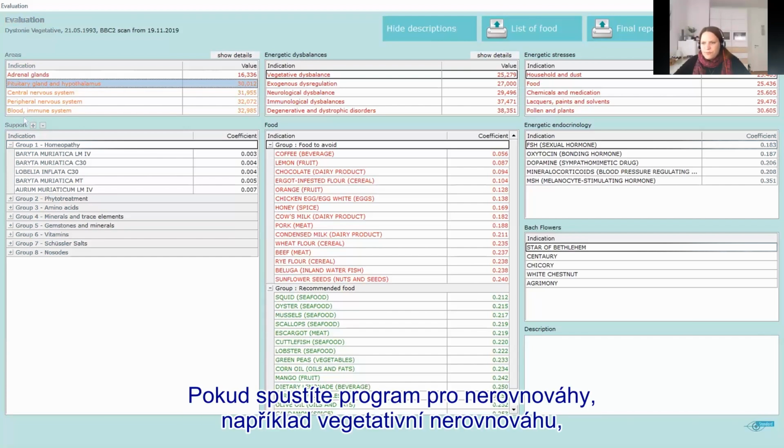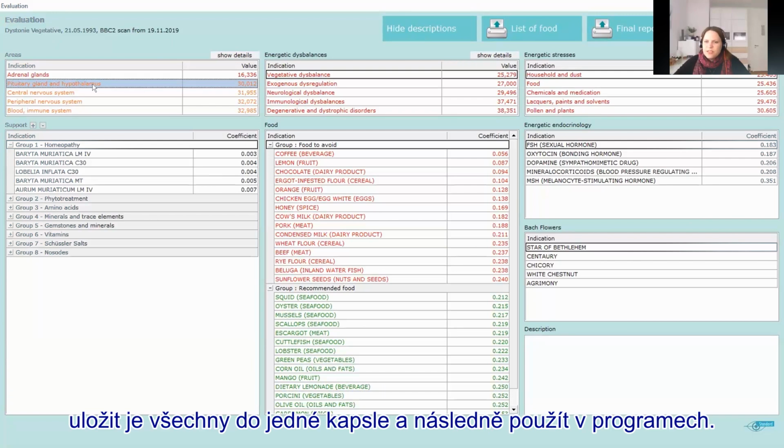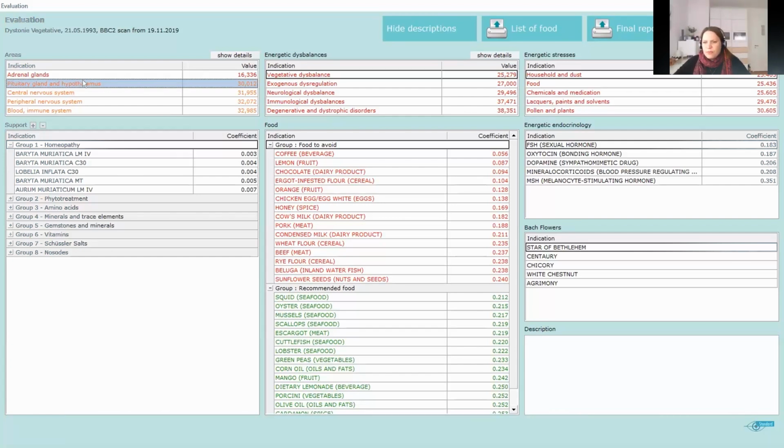for child 2, when you run programs, for example, for the disbalances, for the vegetative disbalance, you can use different frequencies of the nerve system, of the adrenal gland, of the hypothalamus, put on one capsule and put this to child 2 during the programs for program sequencing for the vegetative disbalance. So this is one idea you can work with.